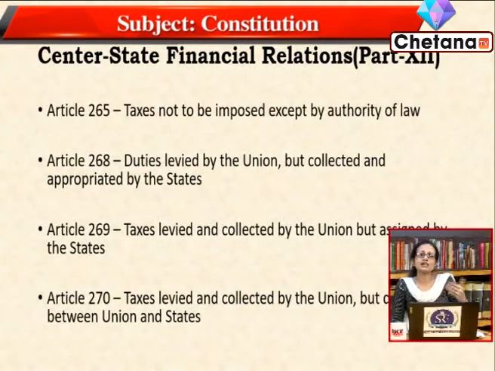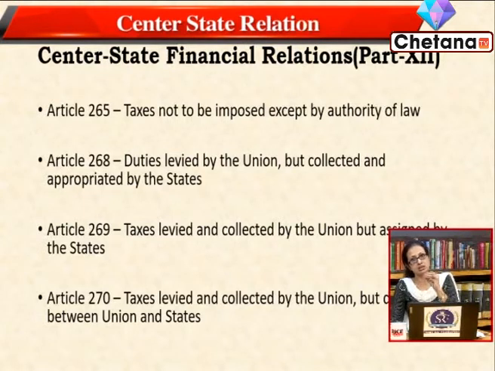Now come to taxation. There are 3 articles under this: Article 268, Article 269 and Article 270. Let's see. Article 268 deals with taxes levied by the Union but collected and appropriated by the states.